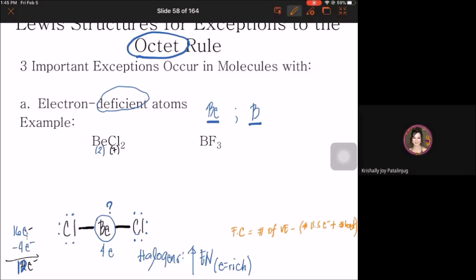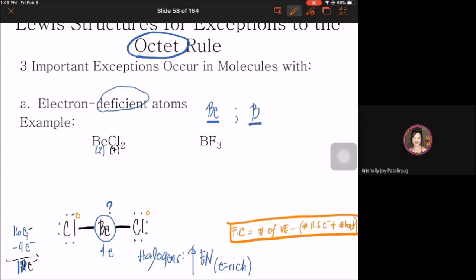Okay, try natin kunin yung formal charge ni chlorine dito. Obviously, 0 yan. Kung gusto nyo i-compute, compute nyo na lang sa notes nyo later on. Using that formula for the formal charge, chlorine here will get a 0 charge. Wala siyang charge. So, the same with the other chlorine. The same lang naman sila ng state.